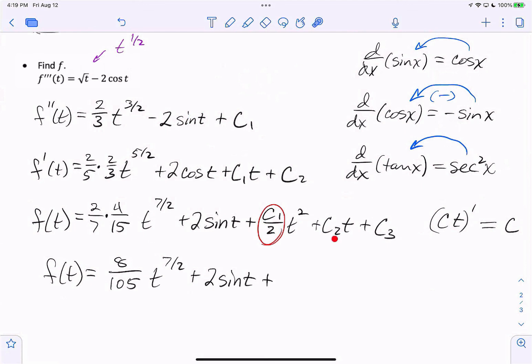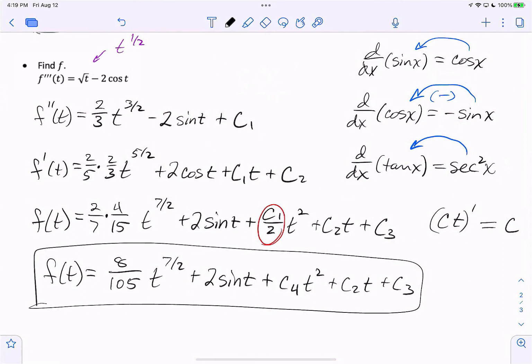now I've already used c2, c3, and c1, so unfortunately this is going to be a c4. It doesn't follow in order, but that's okay. c4 t squared plus c2t plus c3, and we can check this by differentiating a few times.